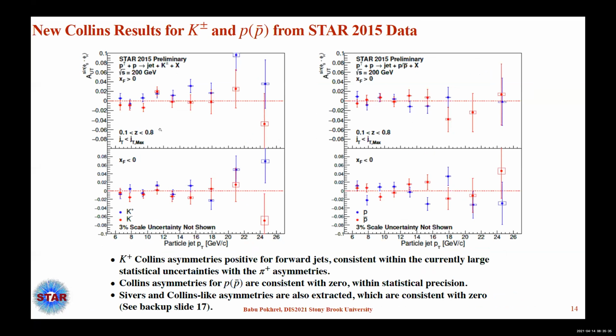Here, presenting the asymmetry as a function of particle jet PT for kaons on the left and protons on the right. Here we have observed the K plus asymmetries are about the size of the pi plus asymmetries. However, within the statistical precision, the K minus asymmetries and the proton asymmetries are almost consistent with 0. And for the backward jet scattering direction, the asymmetries are consistent with 0. Also, we have the Sivers and Collins-like asymmetry results, which are almost consistent with 0, which is on the back of the slide.